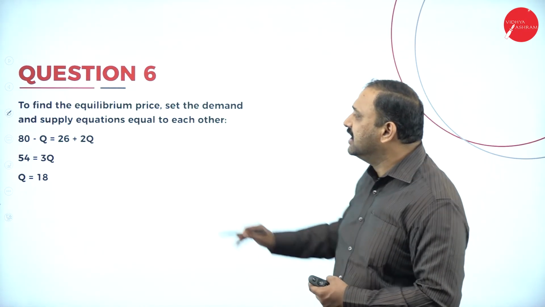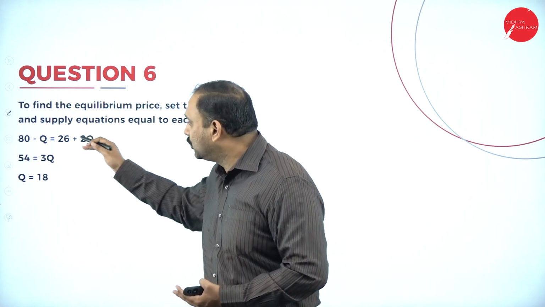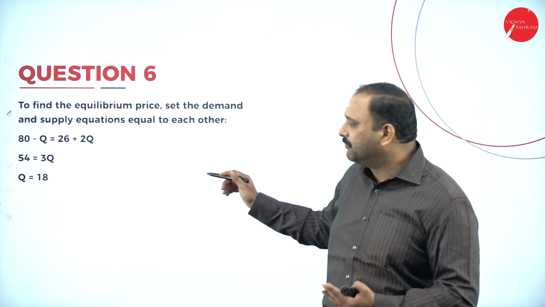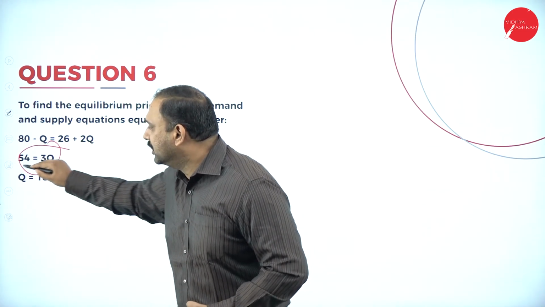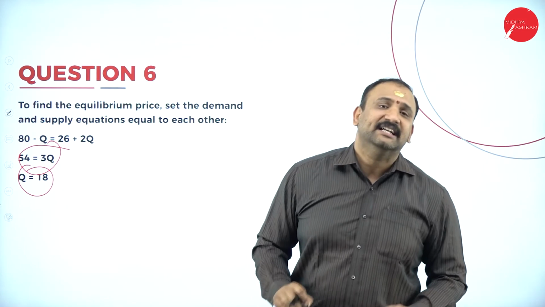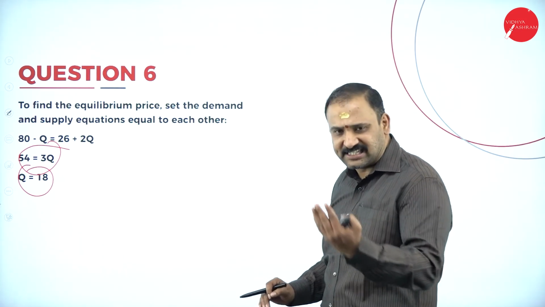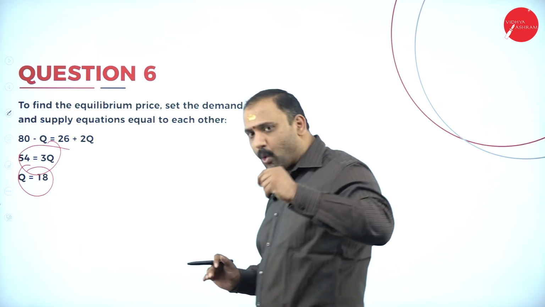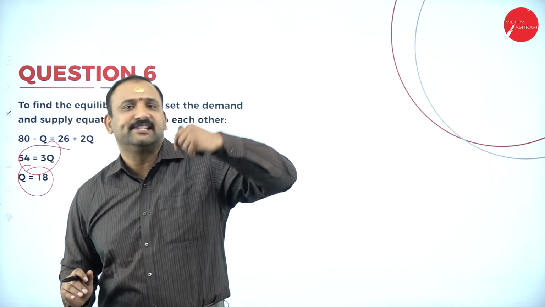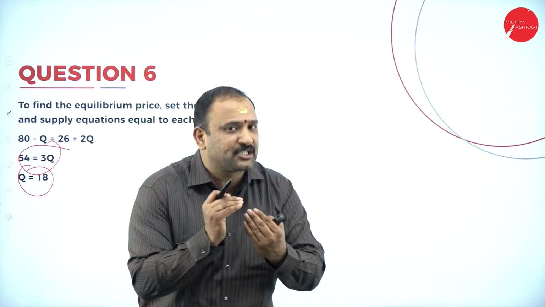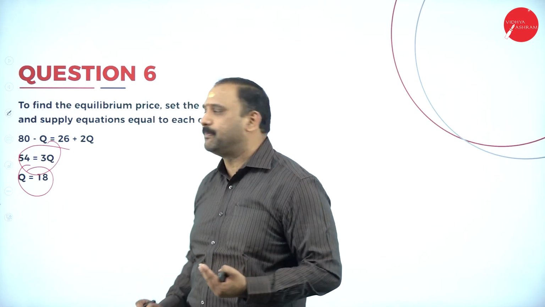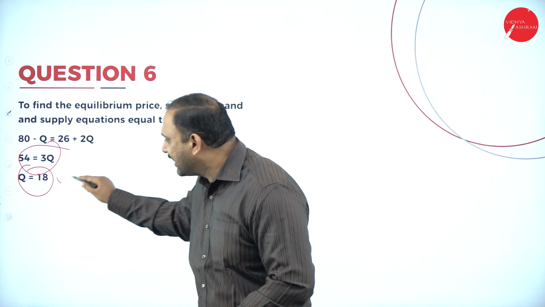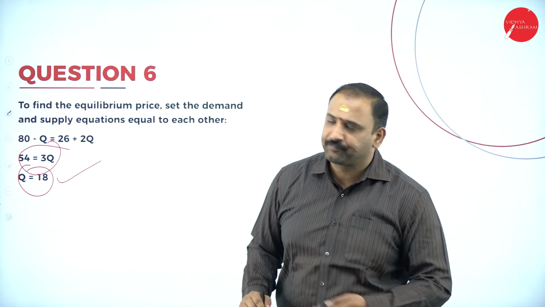So if you see here, 80 minus Q is equal to 26 plus 2Q. So you are adding it up. That will become 54 is equal to 3Q. Q value is 18. This is how you are going to find out. It's the same kind of equation. The only thing is that when you have been told that there are certain factors like tax coming in, the tax will be automatically added to the supply equation. The rest is the same, from where you will be able to find the value of Q.